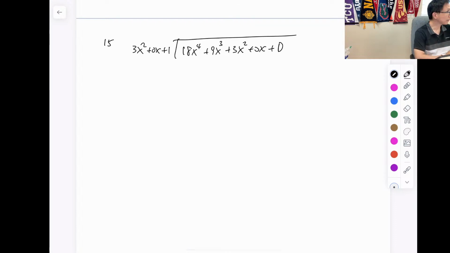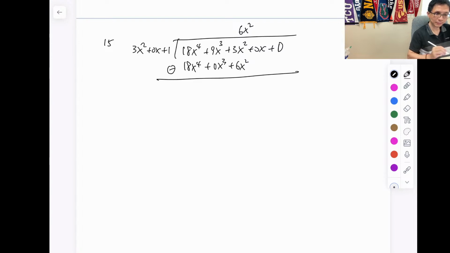Is that okay? So I need to fill in those placeholders. So in this case, I'm going to get 6, I believe. 6x squared, maybe. So it'll be 18x to the fourth plus 0x to the second, or to the third, sorry. And then plus 6x squared. Now this is a minus sign. This should be 0. 9x to the third minus 3x squared plus 0x.